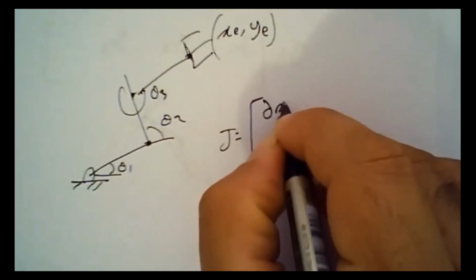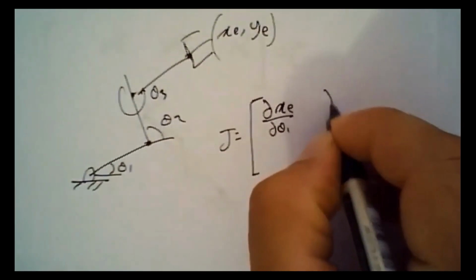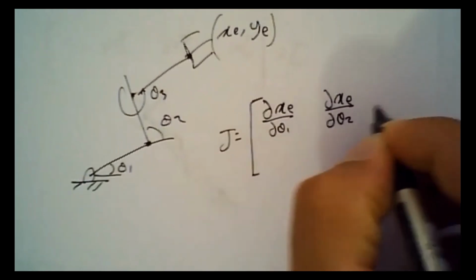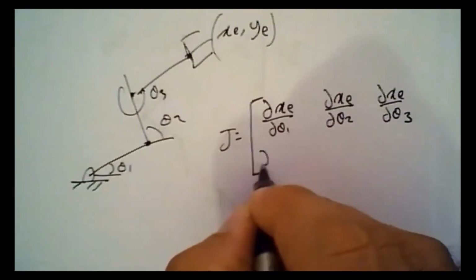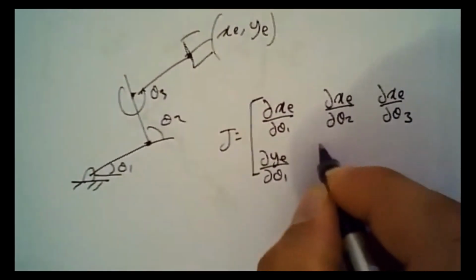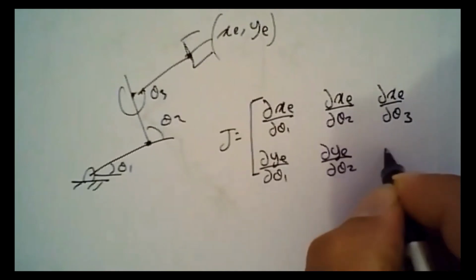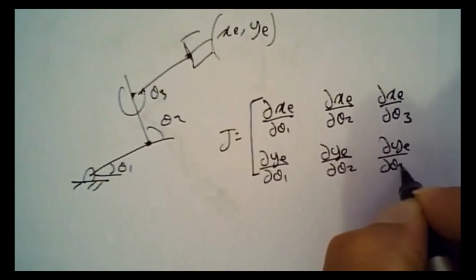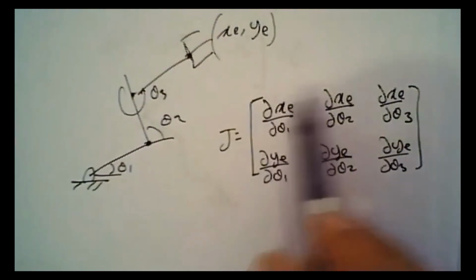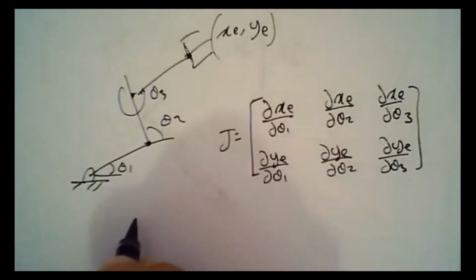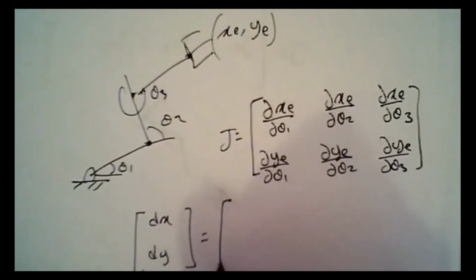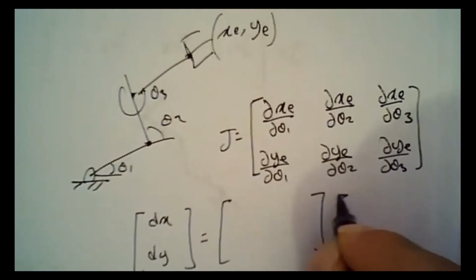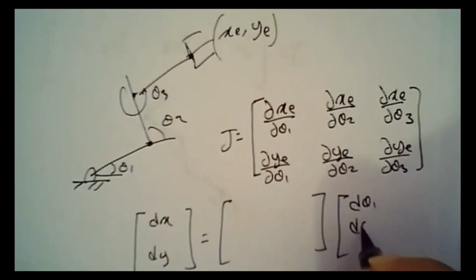It's going to be equal to dxe over d theta 1, dxe over d theta 2, and dxe over d theta 3. And that guy here was dye over d theta 1. Okay, what do the different rows mean? So what does a column mean in Jacobian? So if you recall, we have dx and then dy here. We have the Jacobian, and here we have d theta 1, d theta 2, and d theta 3, right?